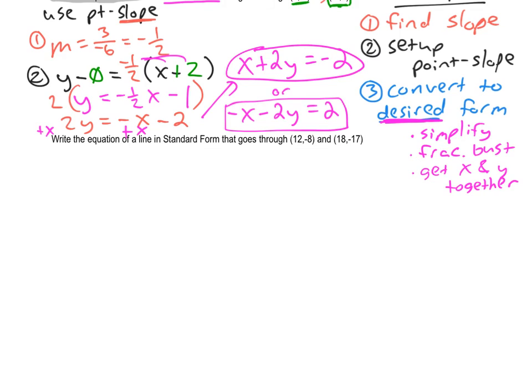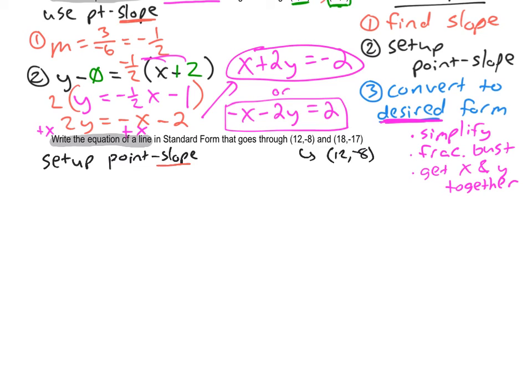Alright, again for the last one here, we see this instruction, write the equation of a line. Always think, I'm probably going to have to use point slope. So set up point slope. Okay, what we need though, we need a slope, so we're going to have to find that first between our 2 coordinates. So we're going to stack these up, 12, -8.